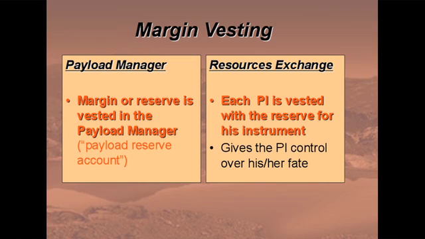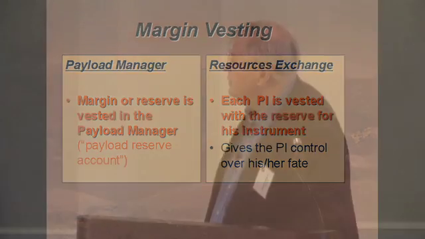margin here, or the reserve, was vested in the PIs. It was theirs, they owned it, that was that. In the traditional method here, and a lot of this discussion I've had with Bill Fawcett, who was the Cassini payload manager. Typically, in many projects, the payload manager has a reserve account, and then he trades in and out of that account as needed. Here the PI is vested, it gives the PI control over his fate.